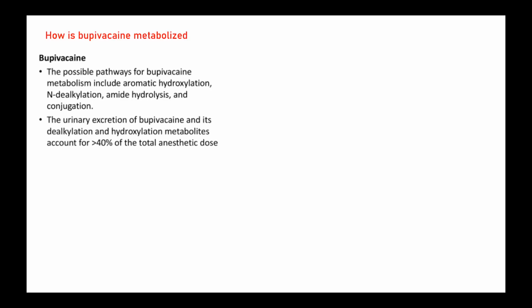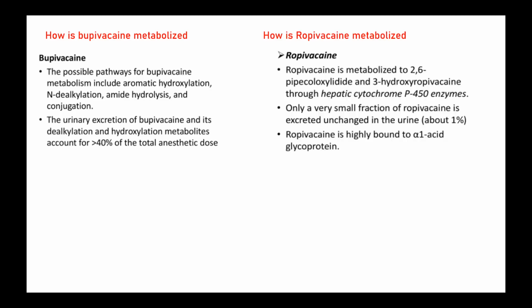Metabolism includes aromatic hydroxylation and dealkylation, amide hydrolysis, and conjugation. Four pathways are there. The urinary excretion of bupivacaine and its dealkylation account for more than 40%. How is ropivacaine metabolized? A very small fraction of ropivacaine is excreted unchanged.